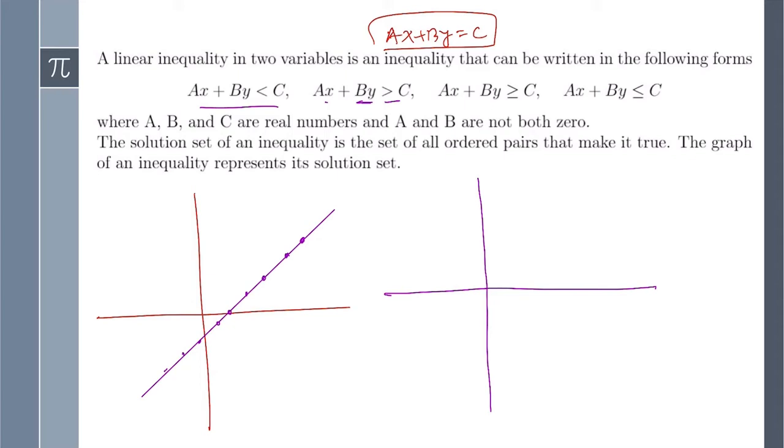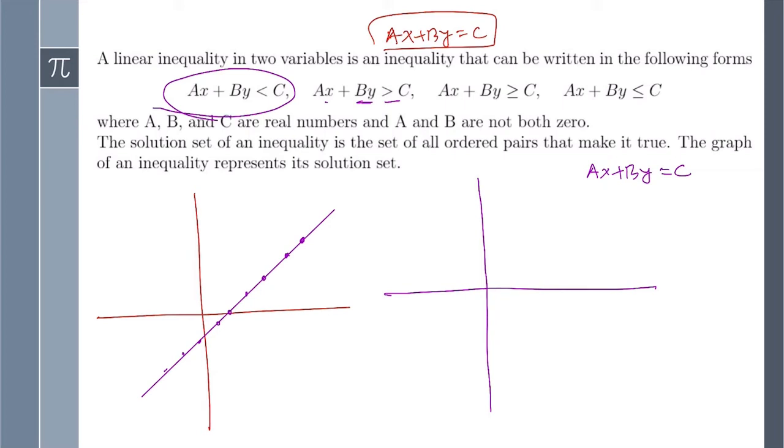So we'll first graph this line. We have ax plus by is less than c, but we take this inequality and change it into an equation. So we'll write ax plus by equals c, and that's called a boundary line. So we'll graph this line.